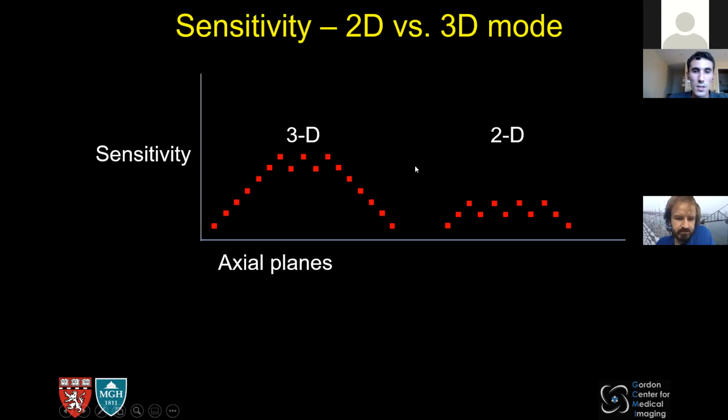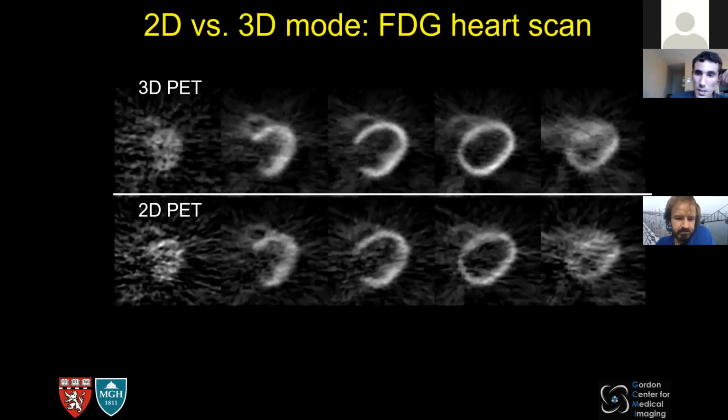Okay, so this is roughly how the profile looks as a function of axial planes, showing the sensitivity for 3D and 2D. You have a higher sensitivity for 3D mode, of course, as compared to 2D. This is about 5 to 7 times higher, but you also have a more non-uniform sensitivity profile for 3D mode as a function of the axial planes, which will require some correction in order for your images to look uniform, okay?